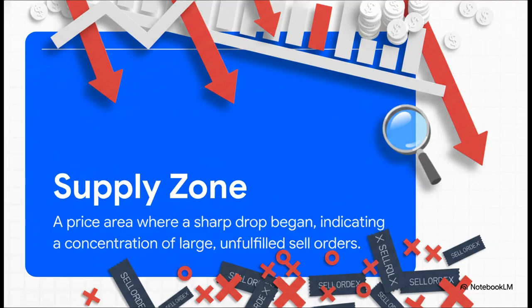It's the exact opposite. It's an area where the price previously took a nosedive. This tells us it's a place where sellers just completely overwhelm the buyers, and it's very likely a big chunk of sell orders are still sitting right there.